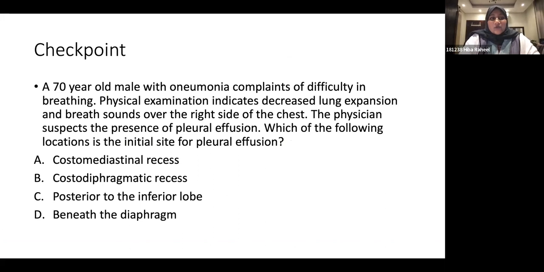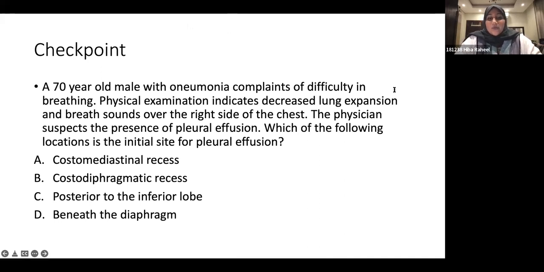All right, so a 70-year-old male with pneumonia complains of difficulty in breathing. Physical examination indicates decreased lung expansion and breath sounds over the right side of the chest. The physician suspects the presence of pleural effusion. Which one of the following locations is the initial site for pleural effusion?